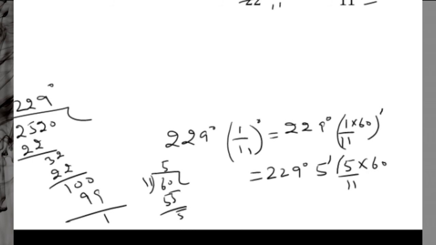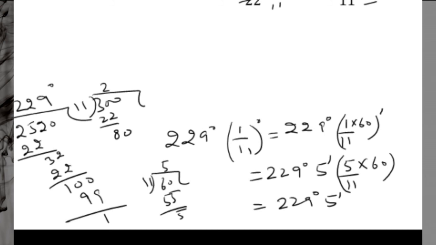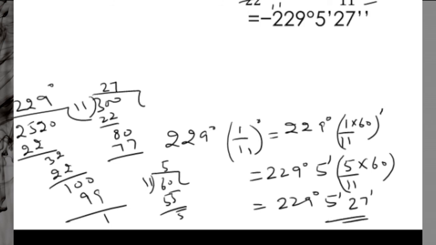How? Multiply by 60 again. So it will become 300 by 11. 229 degree, 5 minute, and 300 by 11. So 300 if I divide by 11, 11 to the 22, 8 0. 11 7 is 77. So approximately it is 27 second, or 28 you can say. So it's approximately 27 second, and the remaining fraction now we will leave because we will not go into much smaller units. So my answer will be minus 229 degree, 5 minute and 27 second.